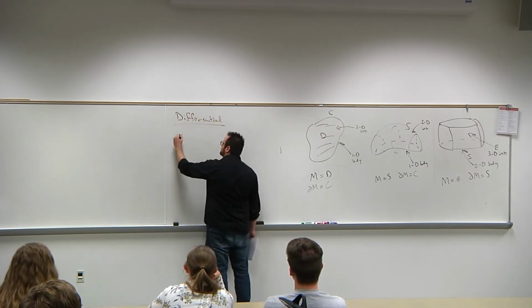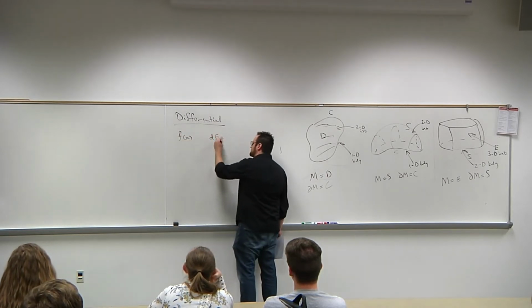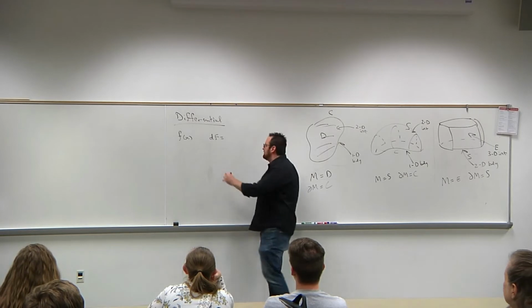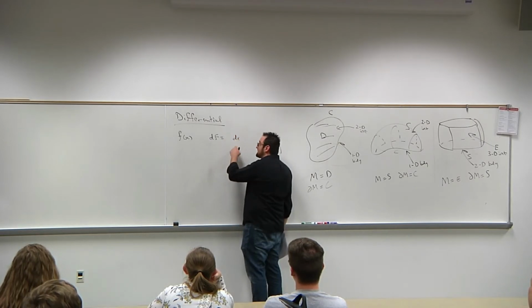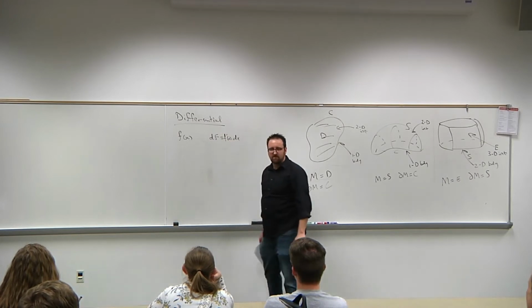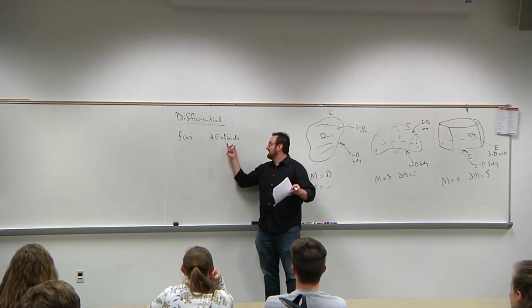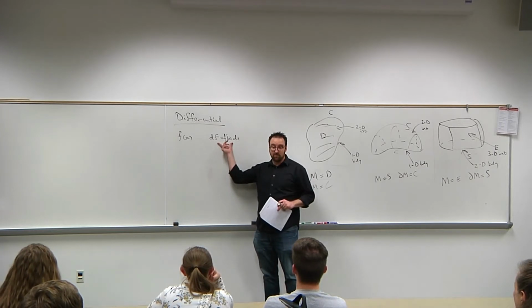In Calc 1, it wasn't that bad. If f is a function of x, then df was something. What was it? dx? It's not dx. There is a dx in it, but it's missing something. F prime of x. F prime of x dx. Okay, remember? It essentially is a shorthand way of writing the local linearization.